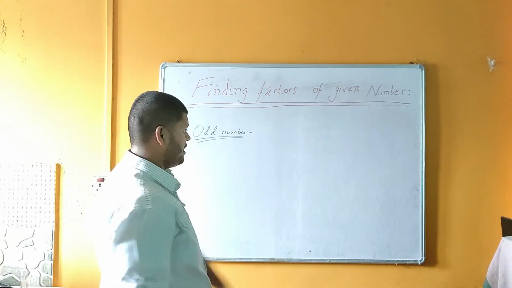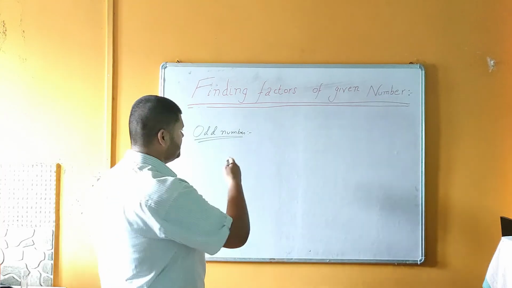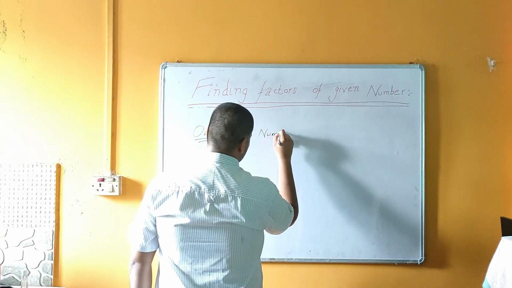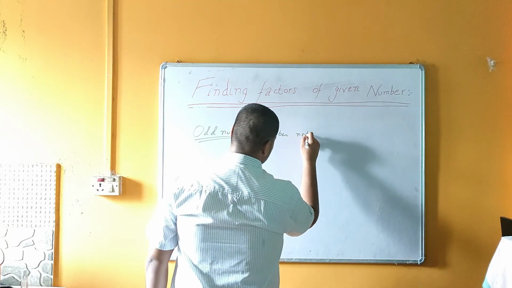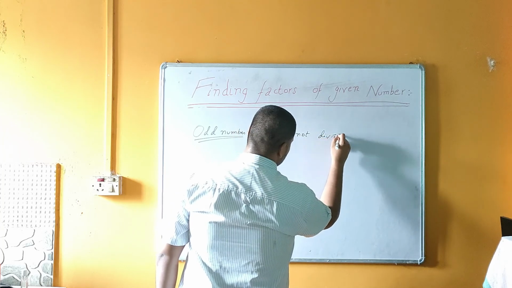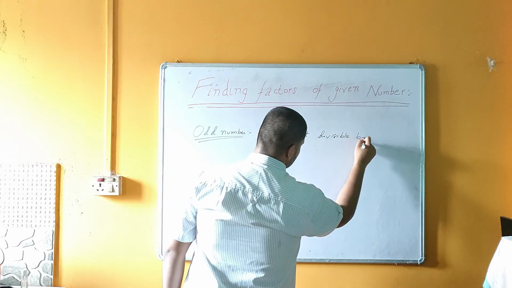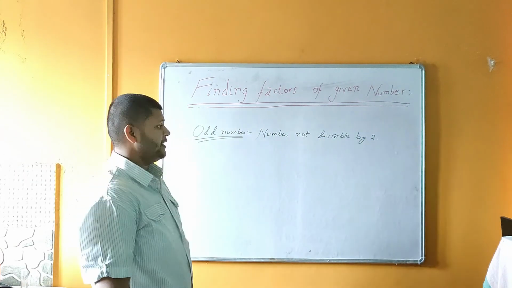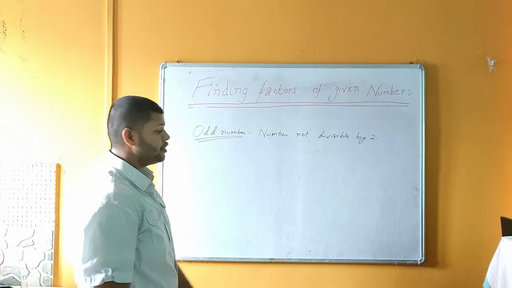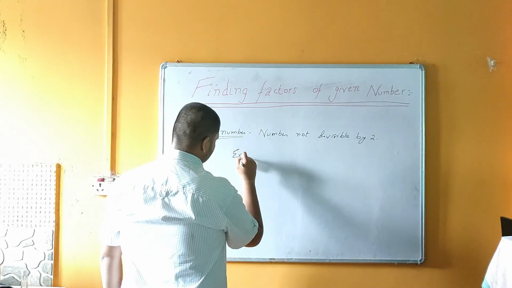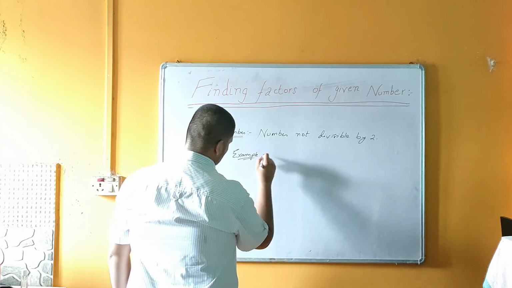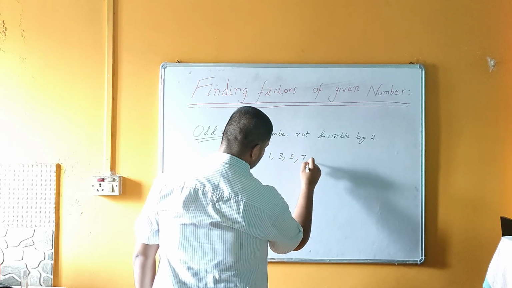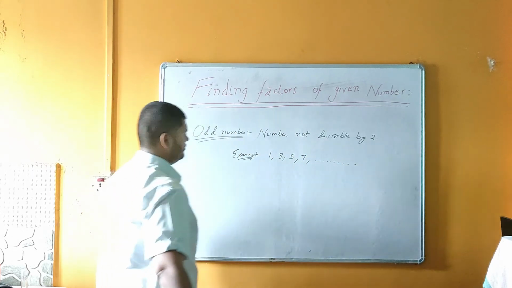So what is an odd number? It is exactly the opposite of an even number. The statement tells: a number not divisible by 2. So if the given number is not divisible by 2, then we will say it is an odd number. For example, 1, 3, 5, 7. In this way it will continue.